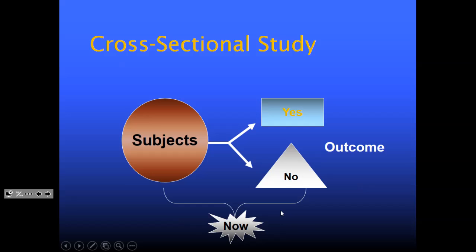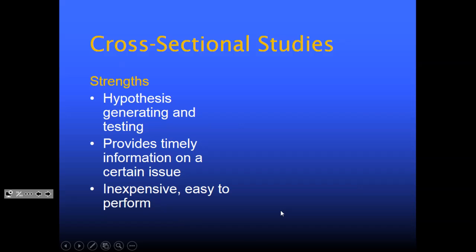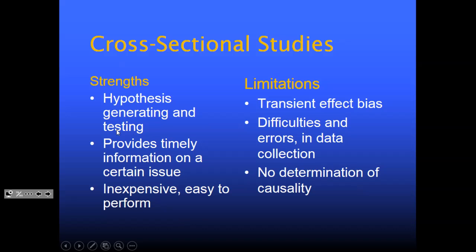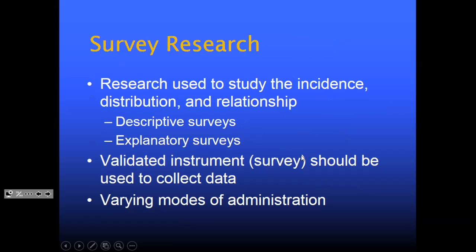It's a weak study design, but again, every type of study has its place. You may or may not want to use this in your clinical decision-making process, but they all have a use. Cross-sectional studies are typically useful for generating and testing hypotheses. They're inexpensive, easy to perform. Transient effects are, again, people get colds last week, not next week. Difficulties include error in data collection and no determination of causality.